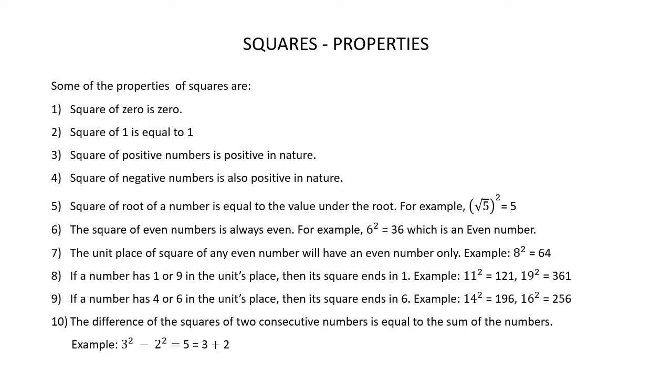The difference of the squares of two consecutive numbers means 3 squared minus 2 squared. The answer is 9 minus 4, which is 5. 5 is nothing but the sum of the numbers 3 and 2. 5 is equal to 3 plus 2.